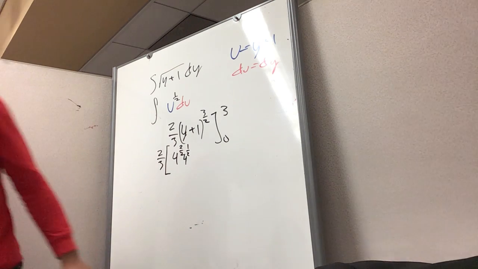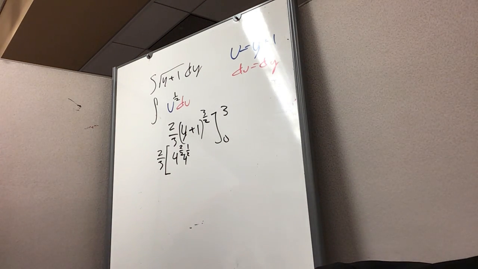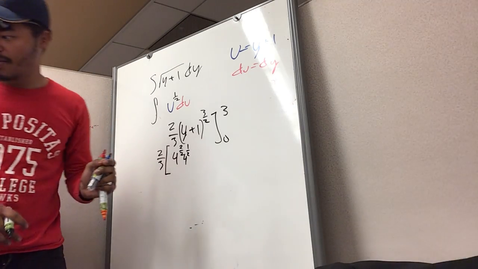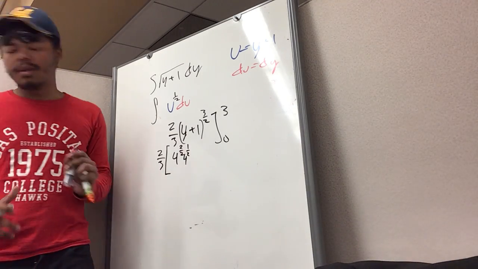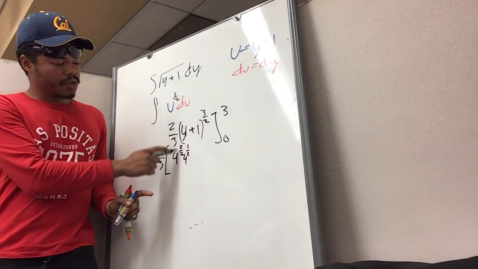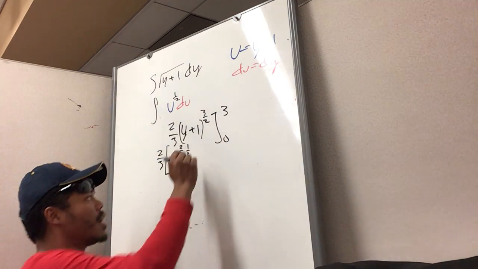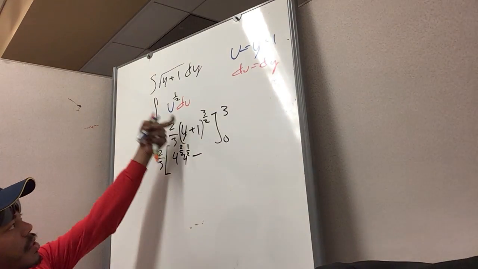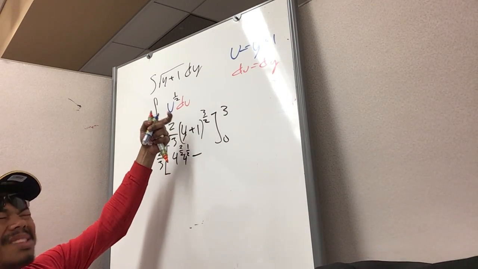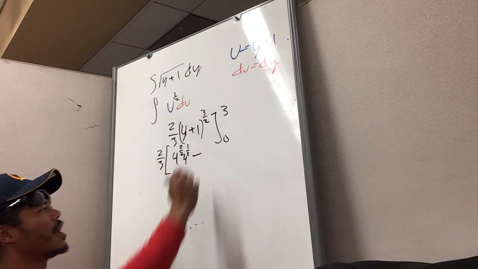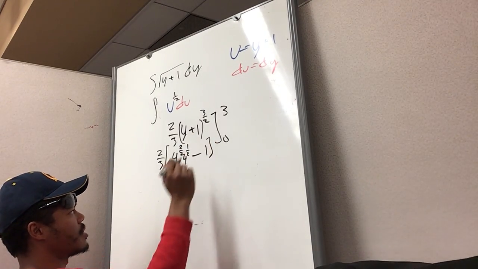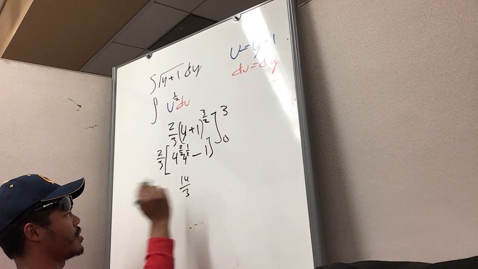How do I do this calculator? 4 raised to the 1.58. So 8. Yeah, because this is just 1, so 4. Okay, 8. And then minus, put in a 0. So just 0. No, it's 1. So the answer is 14 over 3.